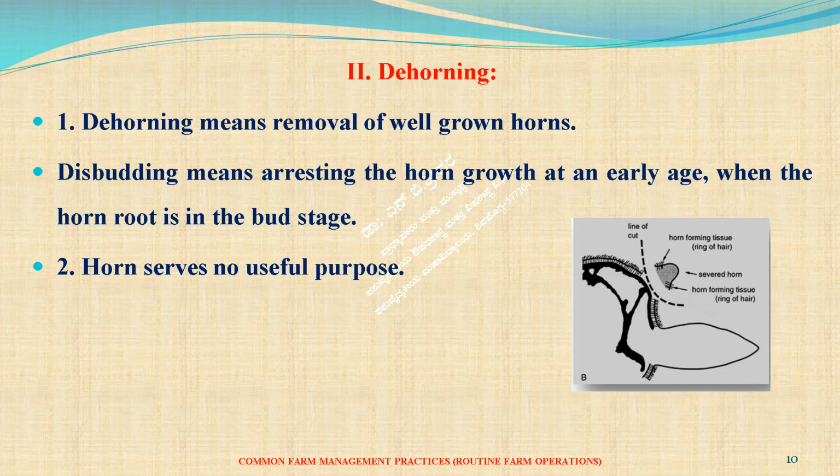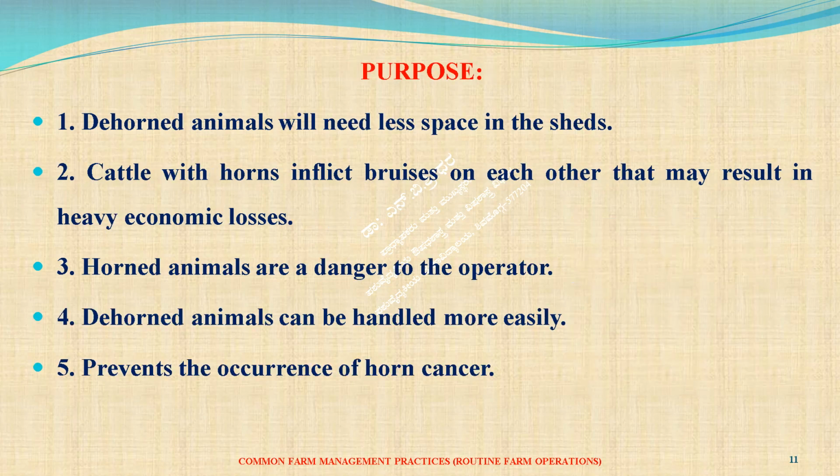Horn serves no useful purpose. Dehorned animals need less space in the sheds. Cattle with horns inflict bruises on each other that may result in heavy economic losses. Hence, horned animals are very dangerous as far as the operator is concerned. Hence, they should be dehorned.